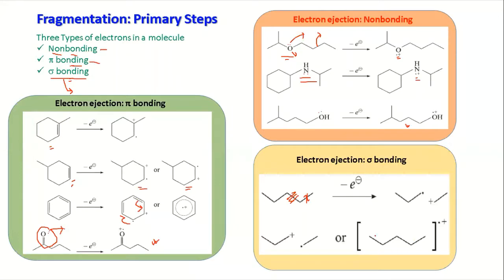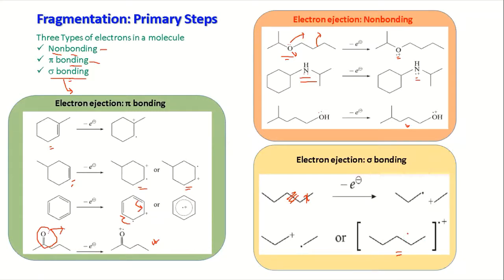Ultimately, you can cleave from here also. So you have a radical cation. This whole molecule, the radical and cation is generated here. So one electron is ejecting, and it is generating this as your molecular ion. Now, based on the structure, the fragmentation will take place.